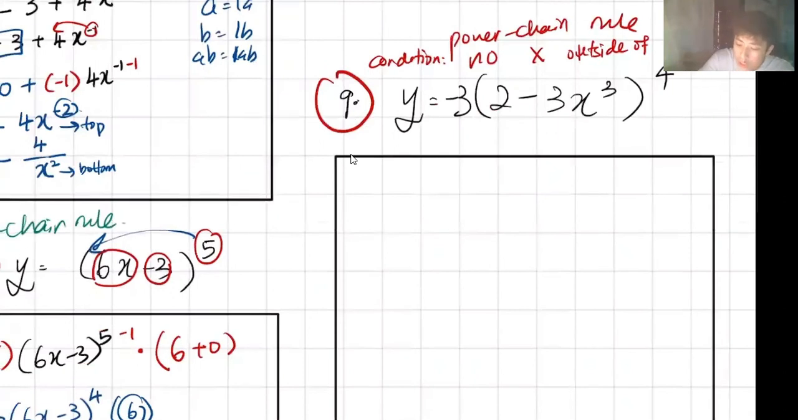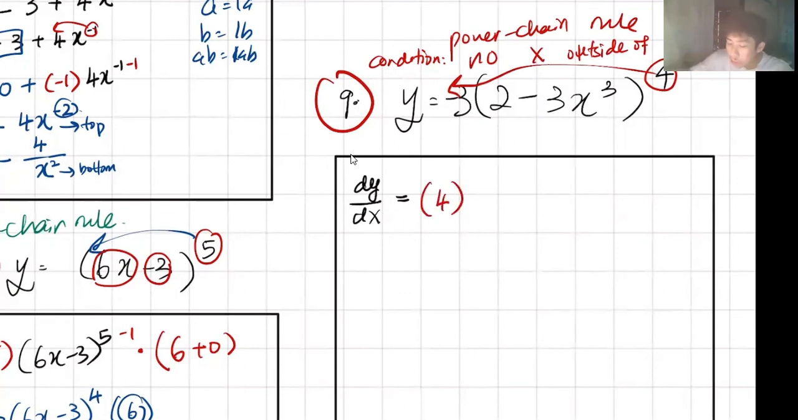Now if you have a question like this, you differentiate dy/dx. Why write dy/dx? Because they give me y. If they give me f(x), I write f'(x) as the differentiated form. So dy/dx is equal to, when you start differentiating, power rule, the 4 comes in front. So I have a 4, then copy everything to the end, (2 minus 3x cubed) to the power of 4, then the power minus 1. Don't forget this is a power chain rule, so I've got to do something at the end. I've got to times the differentiation of the inside bracket.